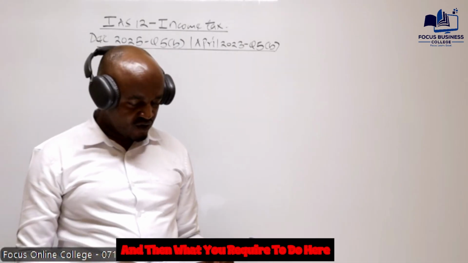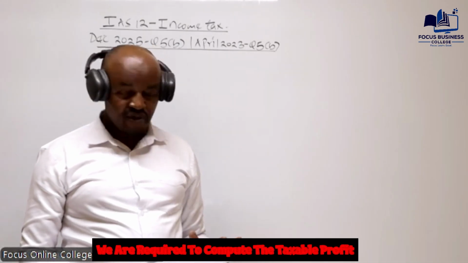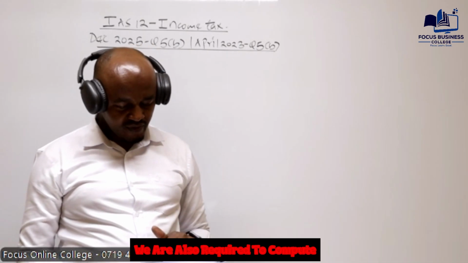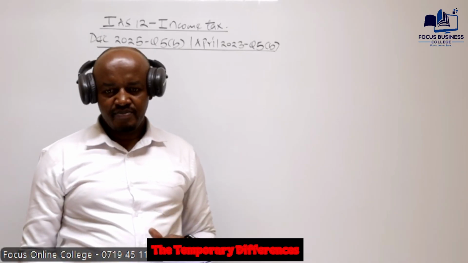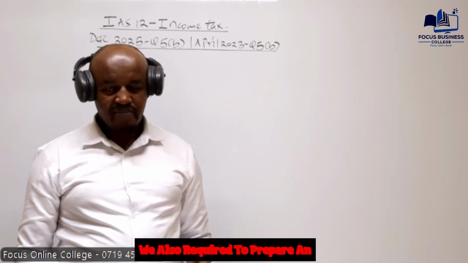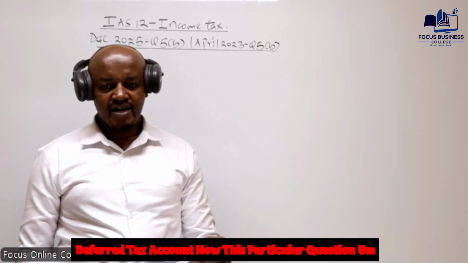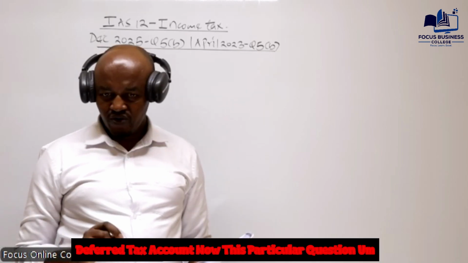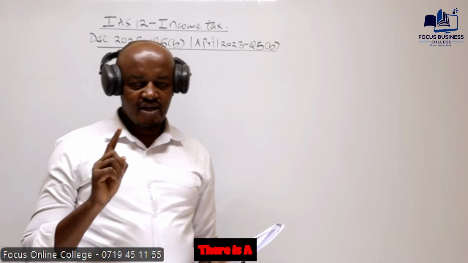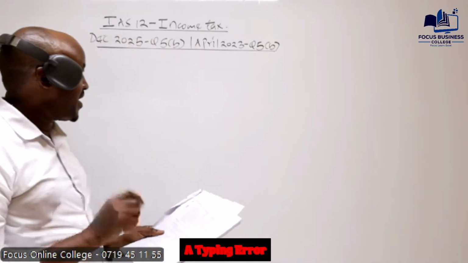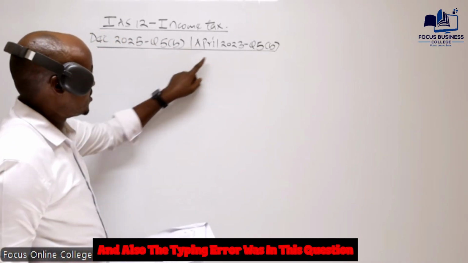And then what we are required to do here, we are required to compute the taxable profit. We are also required to compute the temporary differences. We are also required to prepare an account which is called the deferred tax account. Now, this particular question, there is a typing error.